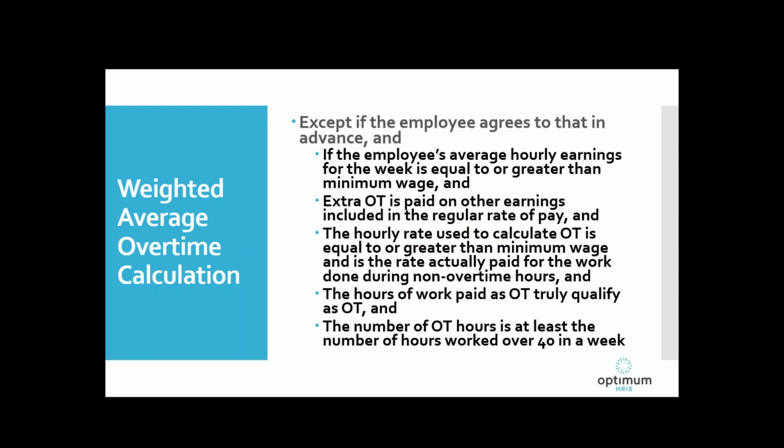And those other conditions are that average hourly earnings must be at least minimum wage, and extra overtime is paid on other earnings included in the regular rate of pay, and the hourly rate used for overtime is at least minimum wage and is the rate paid for work done during regular hours, and the hours paid as overtime actually qualify as overtime, and the number of overtime hours is at least the number of hours worked in excess of 40 in the week. It gets a little complicated if you don't just follow the regular weighted average overtime calculation.